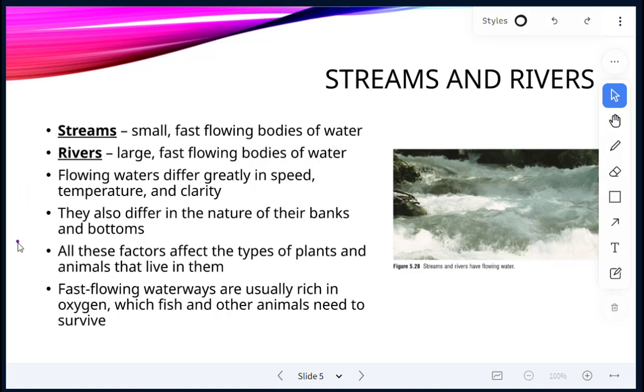All those factors, such as speed, temperature, and clarity, are going to have an effect on the types of plants and animals that will be able to live in them. Fast-flowing waterways usually are rich in oxygen, which fish and other animals need to survive.